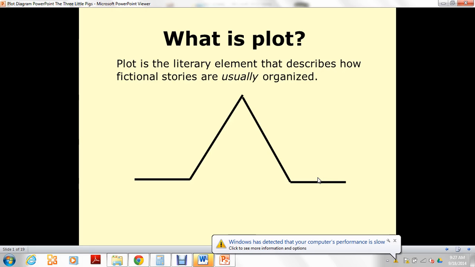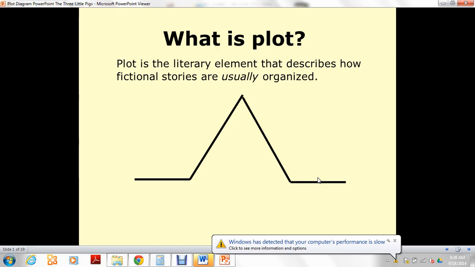So always we've been working on plot diagrams, and we actually use the story of the Three Little Pigs as an example of how to do a plot diagram. Even in this presentation, we'll be looking at the Three Little Pigs again. Tomorrow you will need to know the 5 parts of a plot diagram, and you may also need to know some information from the Three Little Pigs and how to apply it to a plot diagram.